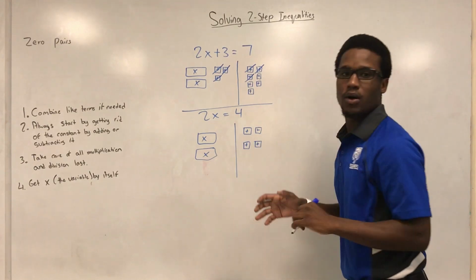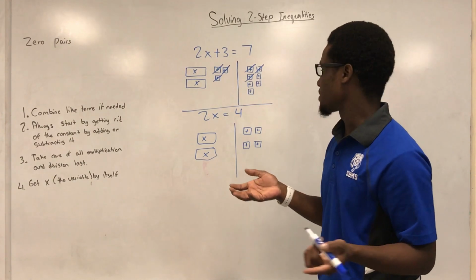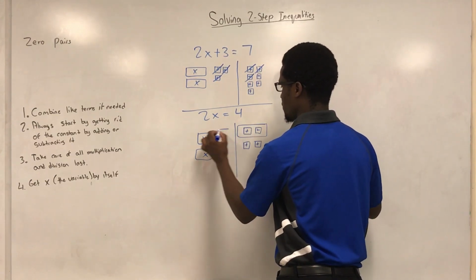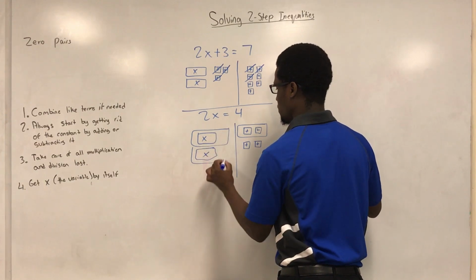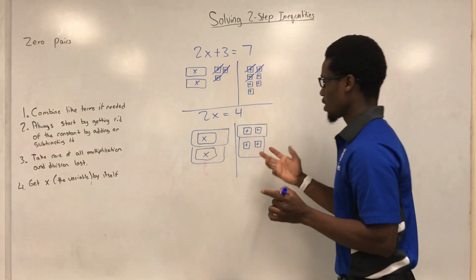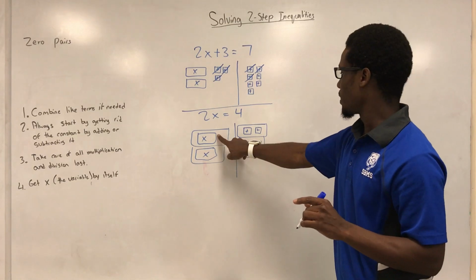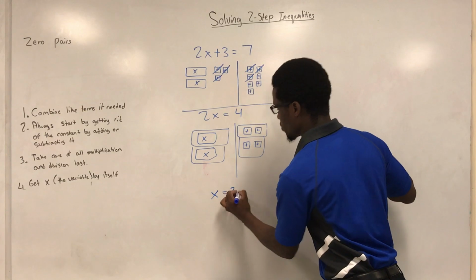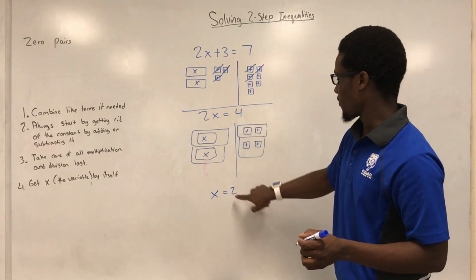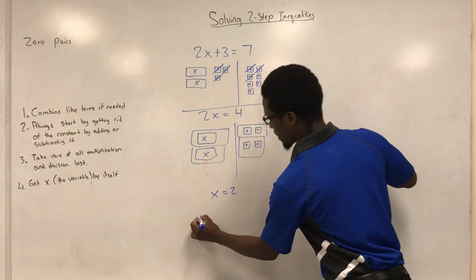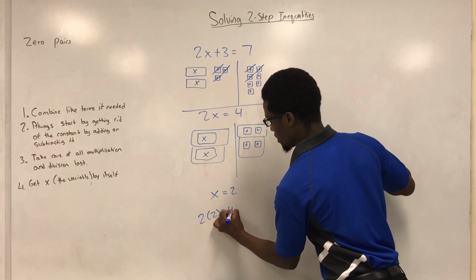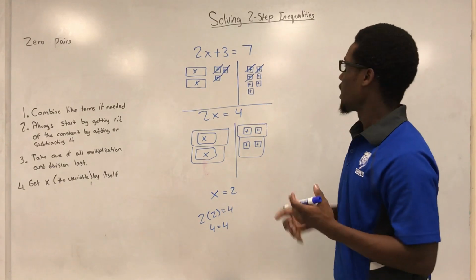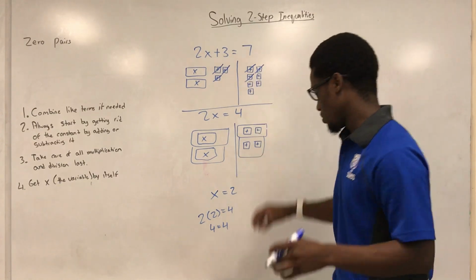Okay? So now, all I'm going to do is divide each side by 2. So this is going to be one group, this is going to be another group, this is one group, and this is another group. So I know for sure that 1x is going to be equal to 2. All right? X is equal to 2. It makes sense. If I plug in 2 for x, I'm going to get 2 times 2, which is going to be equal to 4. And 4 is, of course, equal to 4. Okay? So this is how you would solve this with a model.